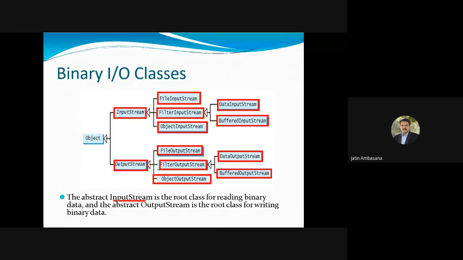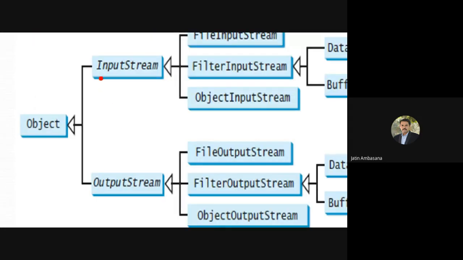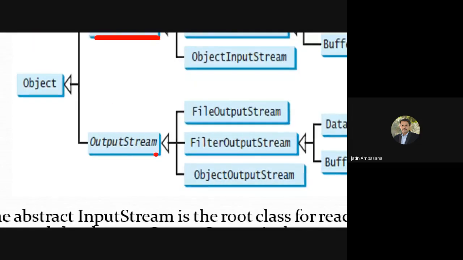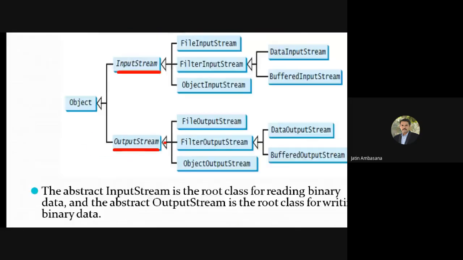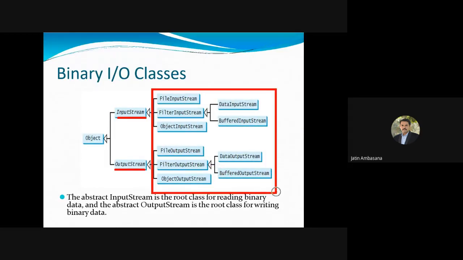This InputStream is abstract. It's the root class for reading binary data. And OutputStream, which is also abstract, is the root class for writing binary data. So if you want to access binary data, you use the InputStream and OutputStream classes, which are abstract, but their subclasses are used.